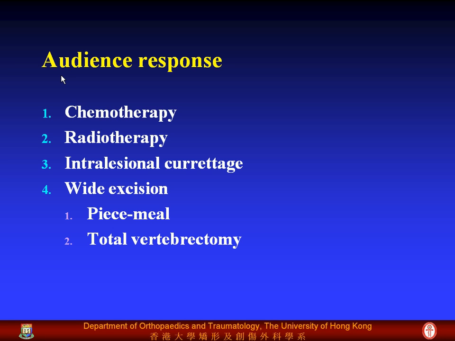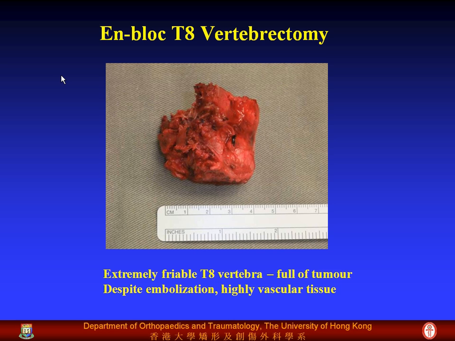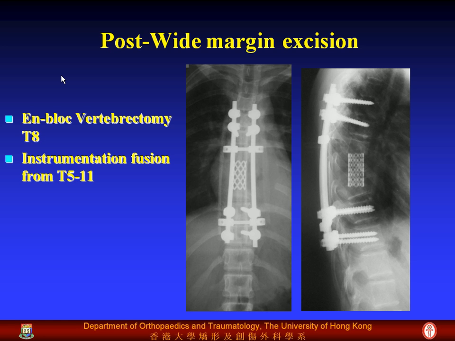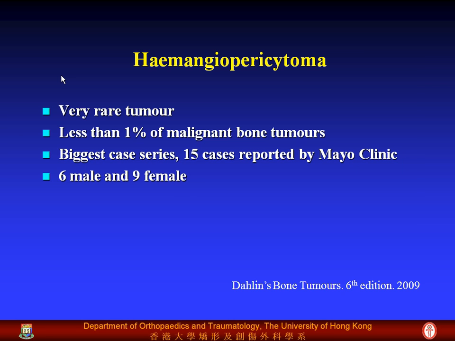Intralesional curettage is for a benign condition; this is a malignant condition, so we probably would not offer an intralesional curettage. In this case, again, we tried to do a wide margin excision, and we decided to do a total vertebrectomy, en-bloc T8 vertebrectomy. And this is after reconstruction, bilateral, together with the pleura on both sides, reconstructed with mesh. Wide margin excision, reconstruction after en-bloc vertebrectomy, T5 to T11 instrumentation.